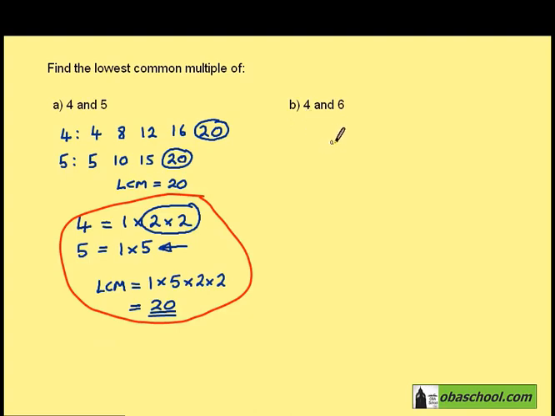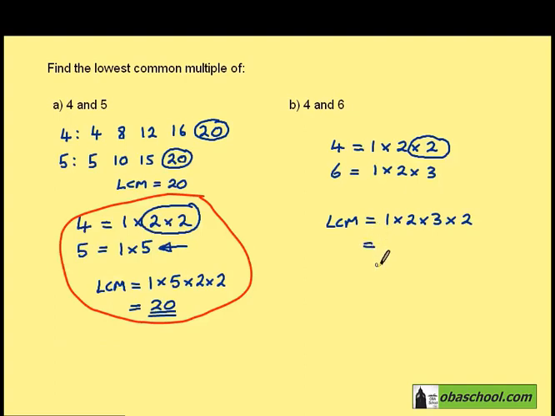So let's consider 4 and 6. 4 could be written as 1 times 2 times 2, and 6 can be written as 1 times 2 times 3. For the lowest common multiple, start with the 6. That's 1 times 2 times 3. Now look at the 4. We already have a 1 times 2, but we don't have the extra 2, so we bring it in here.